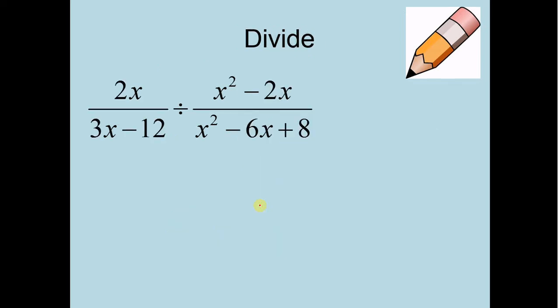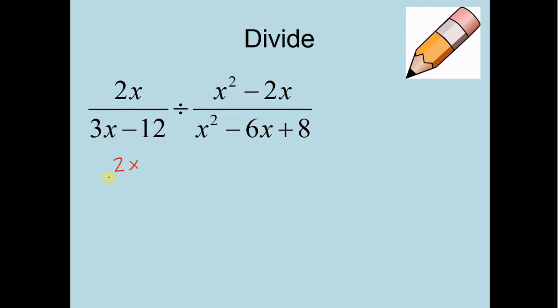Now, one dividing problem. So 2x divided by 3x minus 12 divided by x squared minus 2x divided by x squared minus 6x plus 8. So, very first thing, let's not do more than one step at a time. I see students that try to flip and factor at the same time. It's very confusing. So let's factor first and then we'll flip.